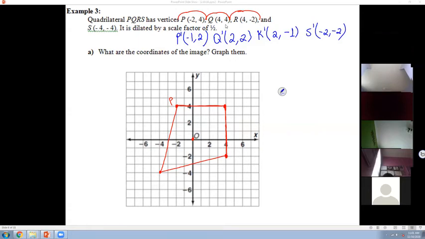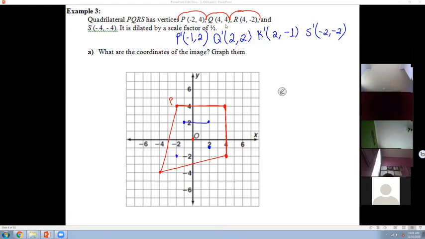Let's do it. Negative 1, 2. 1 left, 2 up. Okay, Q prime, 2 right, 2 up. Yes. R prime, 2 negative 1, 2 right, 1 down. And then S prime, 2 left, 2 down.